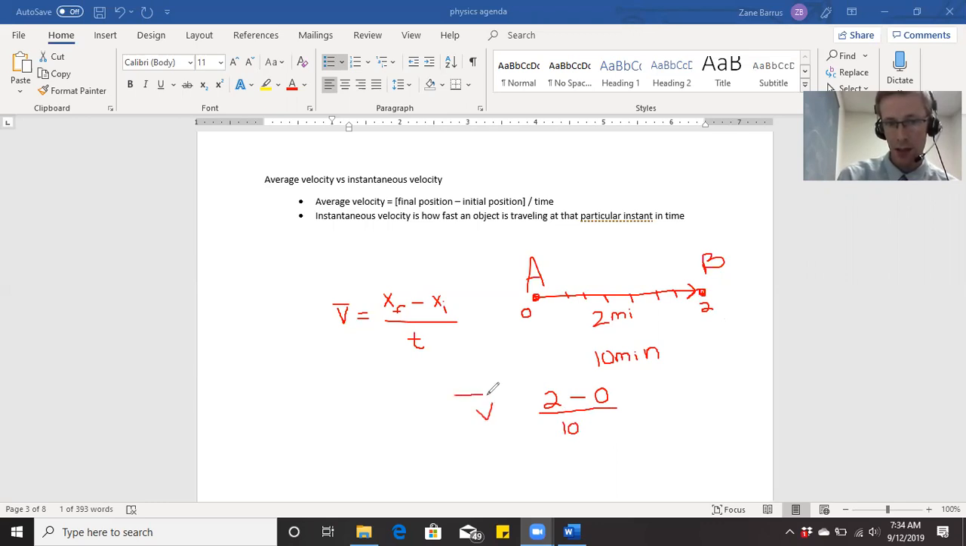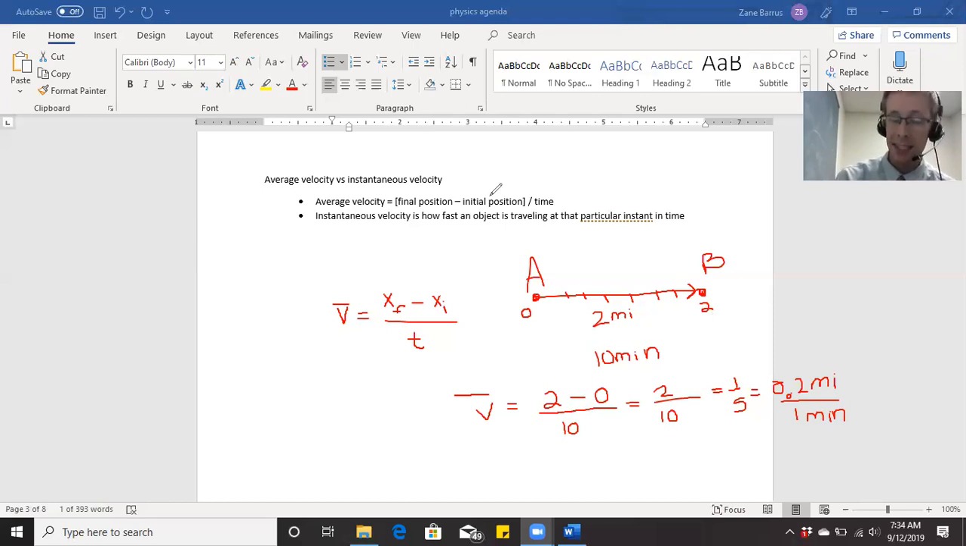So my average velocity would be equal to 2 minus 0 over 10, which equals 2 tenths, which can be reduced to 1/5, which is the same thing as 0.2 if you were to make this into a decimal. Okay, and that would be 0.2 miles over 1 minute. Okay, so that's an example of how you calculate average velocity using this equation.